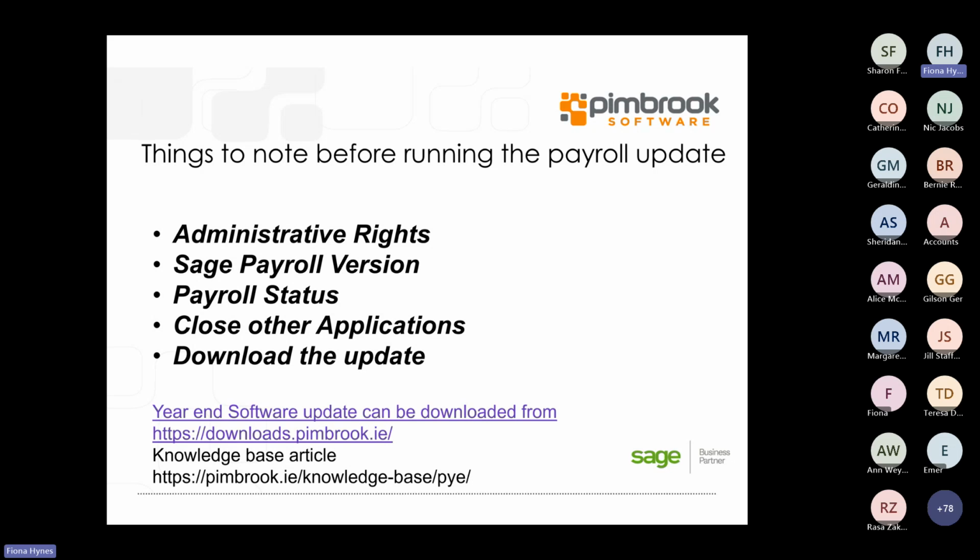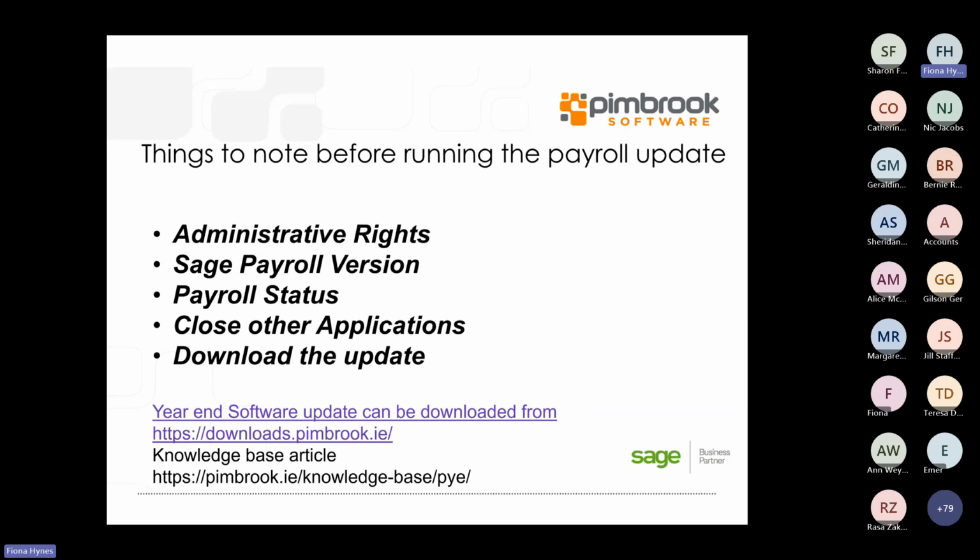The Sage Payroll version: please ensure that you're on 26.0 or higher before you run the year-end update. Also confirm that you're on 26.3 after running the update, and there should be a 2024 icon on your desktop also. The payroll status should be at end of period or start of period before you run the software update. And again, before proceeding, close all applications which are open on your PC, including Sage Payroll and in particular any Sage products.